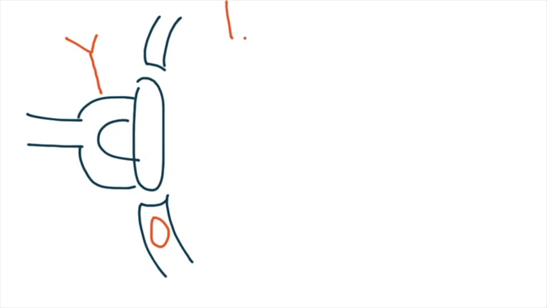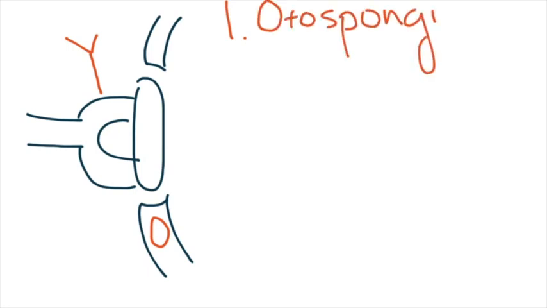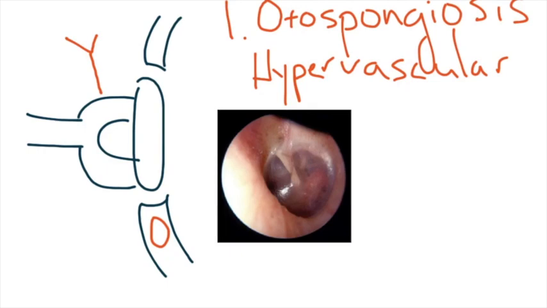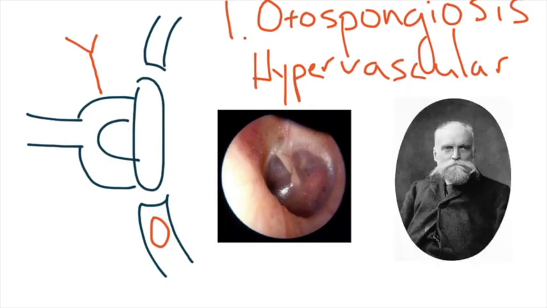Otosclerotic lesions develop in 2 stages. The first stage, otospongiosis, involves the development of hypervascular lesions that may occasionally be observed on otoscopy as a reddish hue over the promontory. This is known as Schwartze's sign, and it looks like this. The reddish hue over the promontory can be seen here.